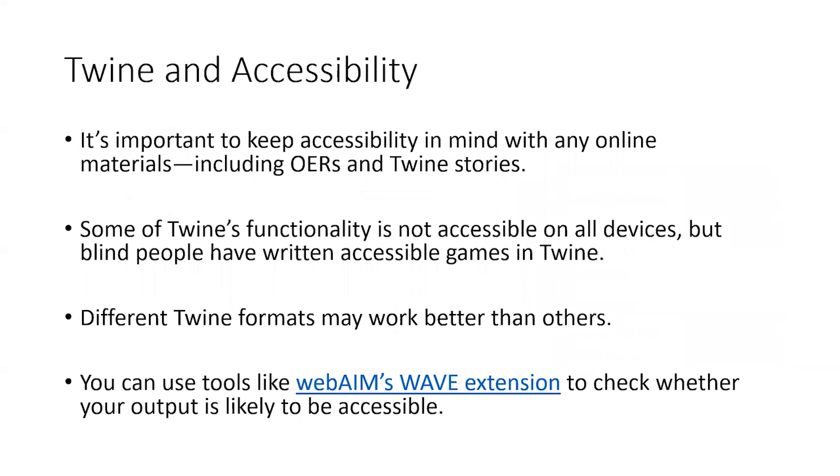As with anything that's going to be online, you want to keep accessibility in mind. Some of the more complicated Twine functionality may not be accessible, but Twine games can be accessible. And I have heard of people who cannot see writing games in the editor and also being able to play the games. So the bottom line is just to make sure that what you're doing is accessible. You can use the WAVE extension tool or whatever other accessibility checker you prefer to determine that.